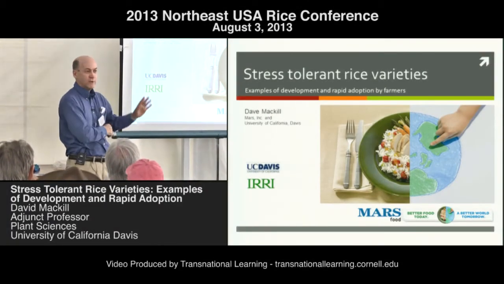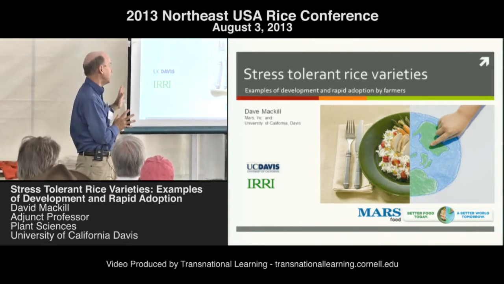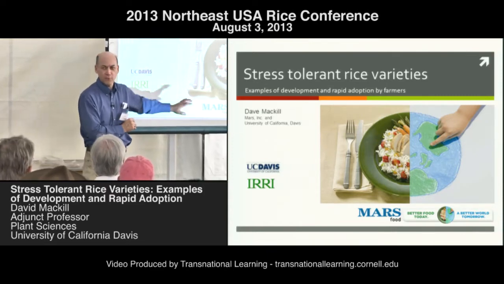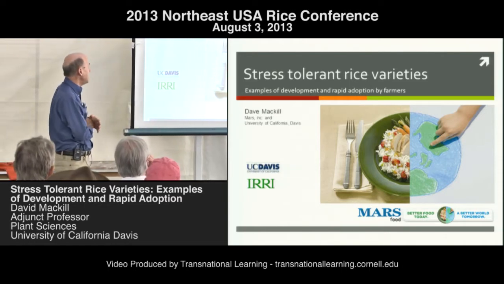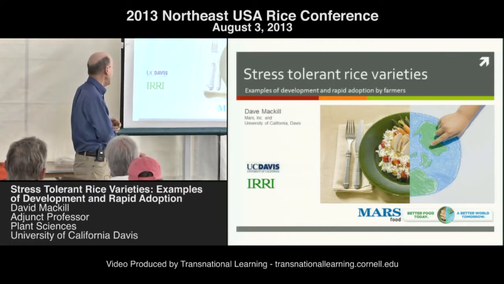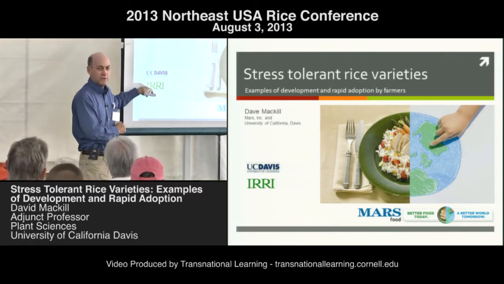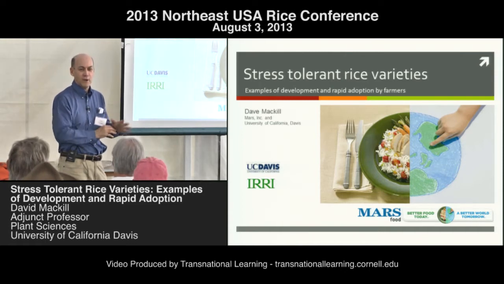I have a fairly complicated situation where I am now, so I wanted to explain a little bit. I actually work for a food company, Mars Food, which has a rice business. But I am based at the University of California in the plant science department. And I also have an association with Erie. I'm a consultant with Erie on a non-paid basis.